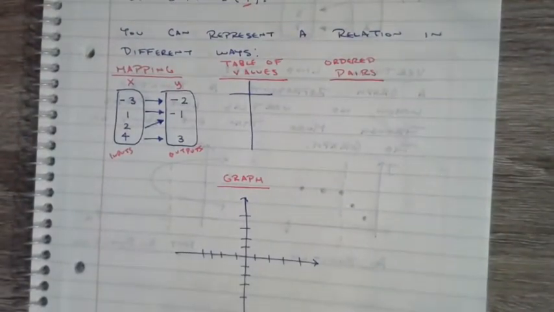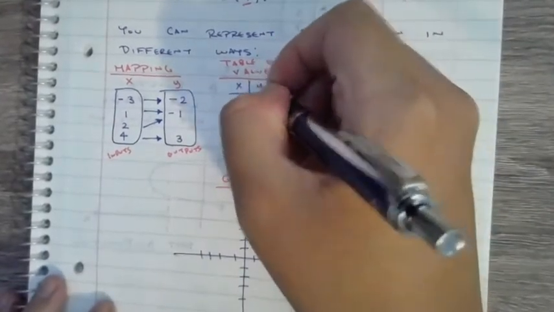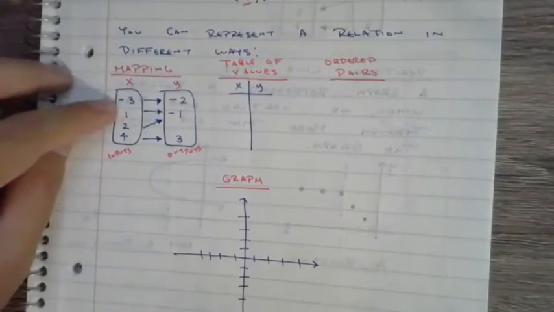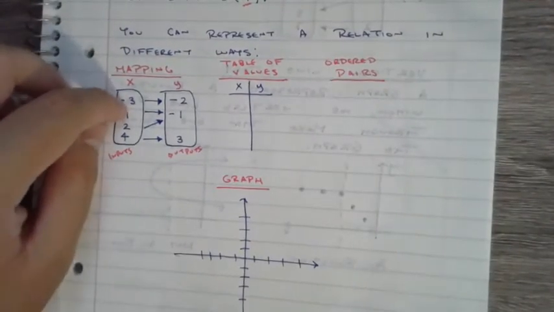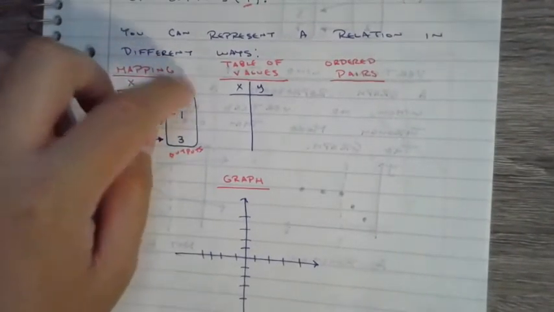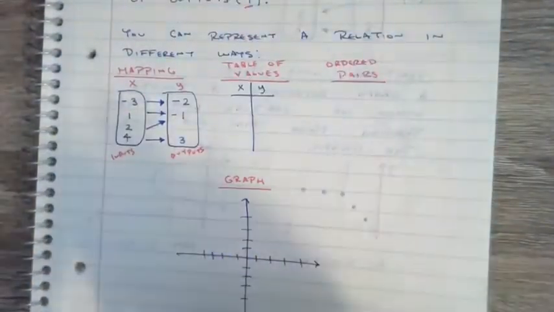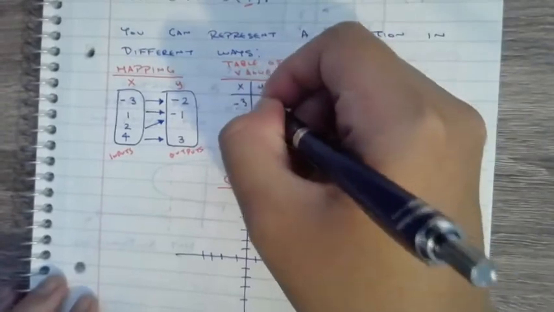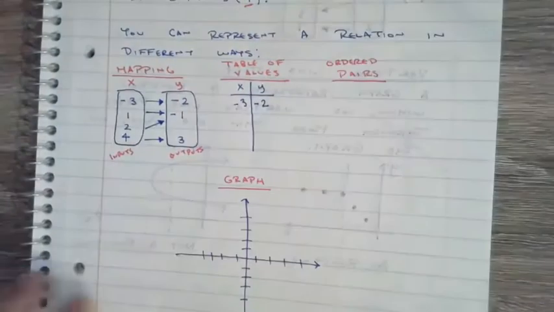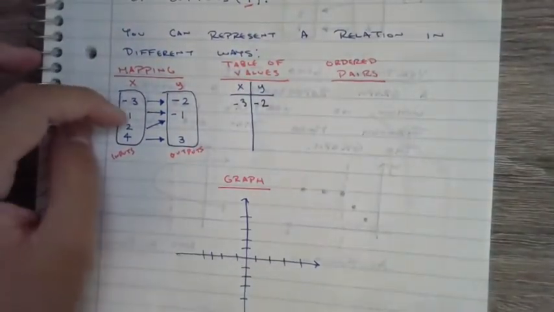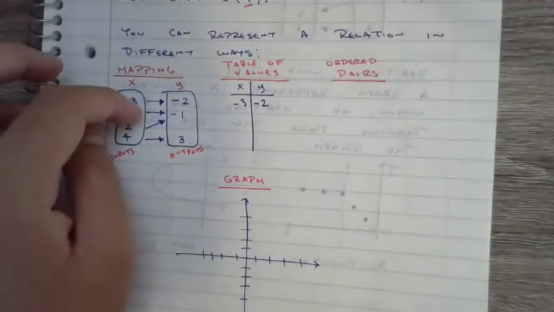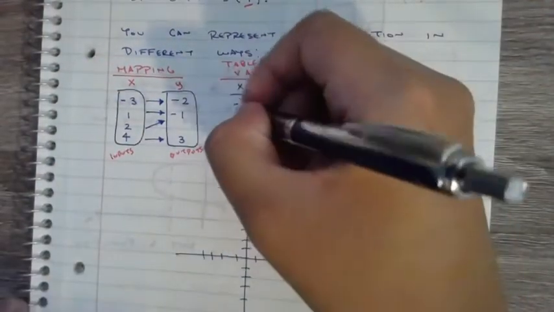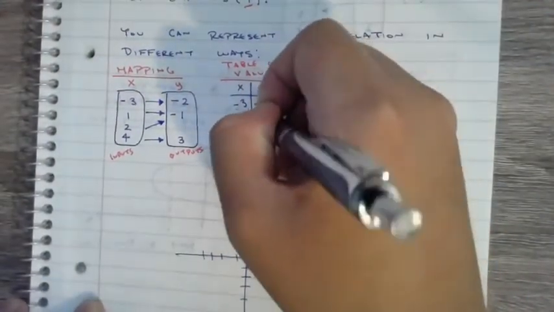Let's see if we could make a table of values out of this mapping. With our table of values, we know that we have our x's and we have our y's. First, let's take a look at our -3. Our -3 is an x and it's pointing to a -2, which is a y. So we're going to put, for our x, -3, -2. Let's take a look at our 1 now. Our 1 is pointing to our -1, which is a y. So we're going to put a 1 and a -1.